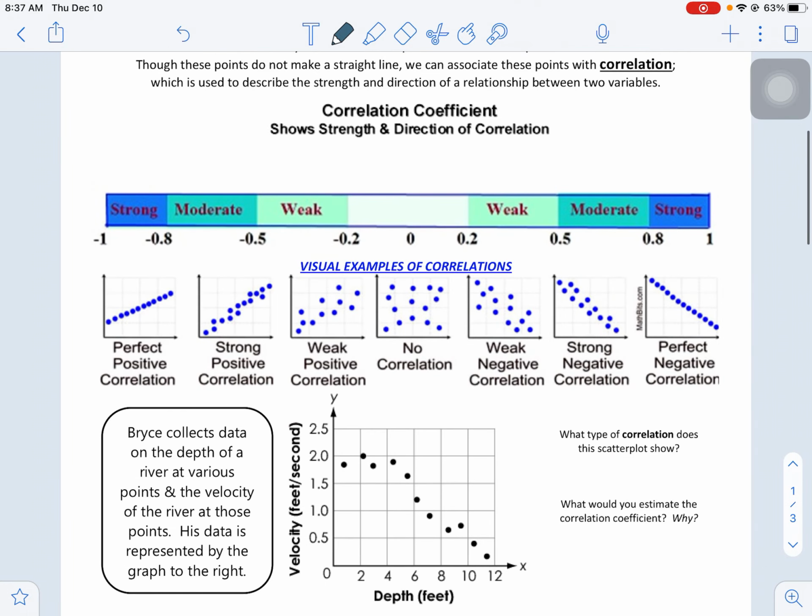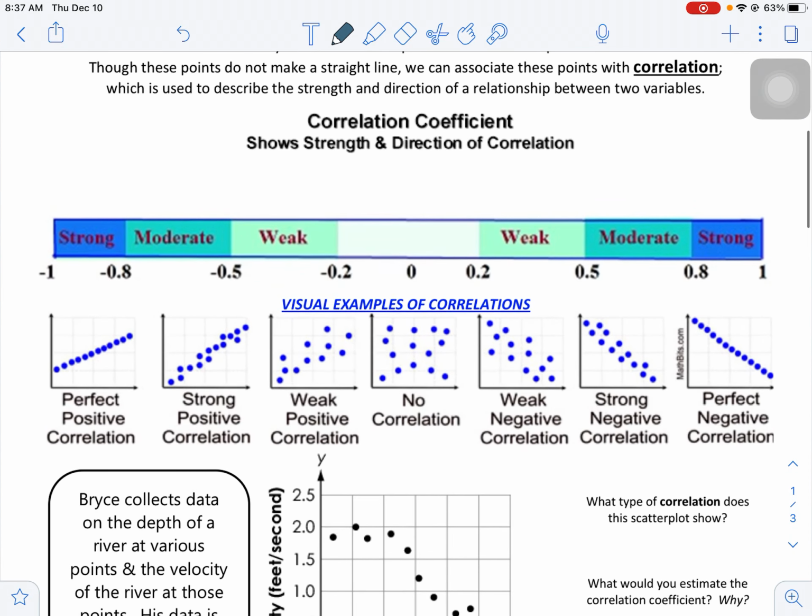Anyway, let's talk about correlation coefficient next. Correlation coefficient shows the strength and direction of the correlation. So this is called the R value. The R value is a number between -1 and +1. -1 would mean a strong negative correlation, while +1 would mean a strong positive correlation.